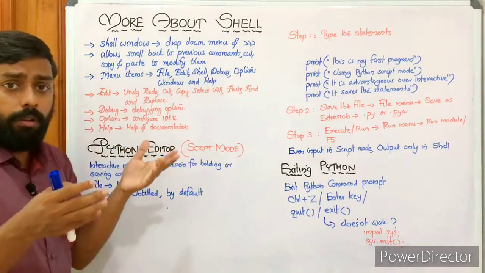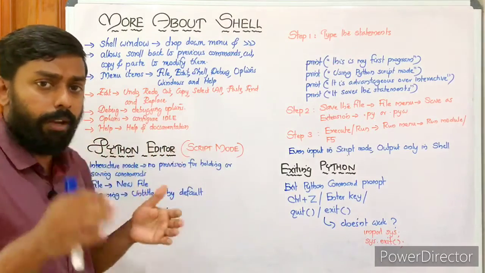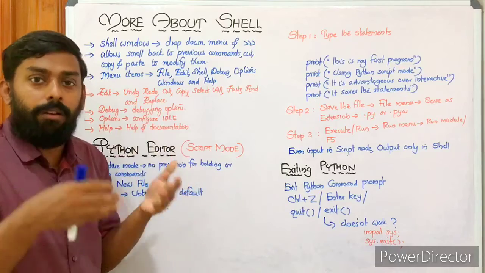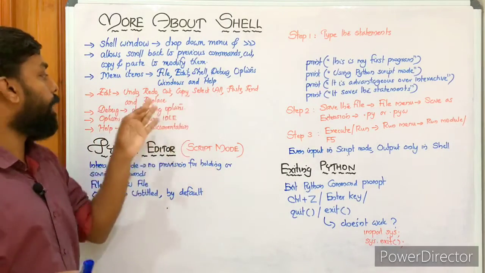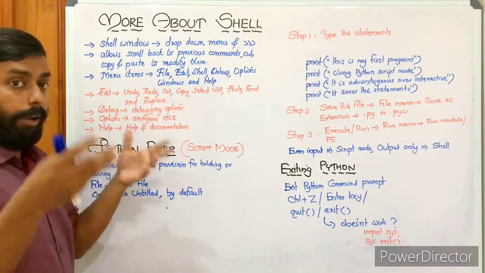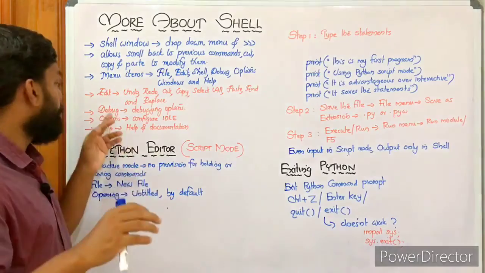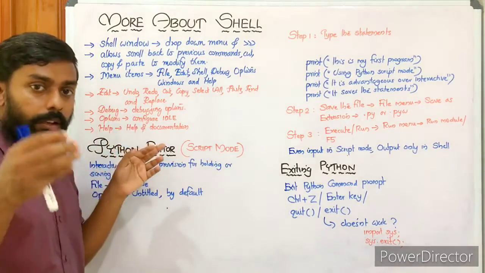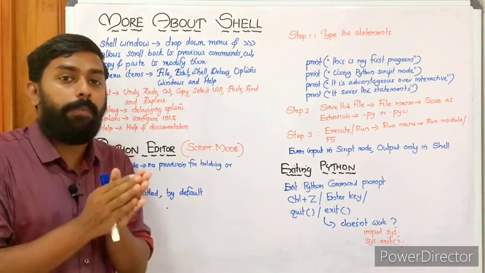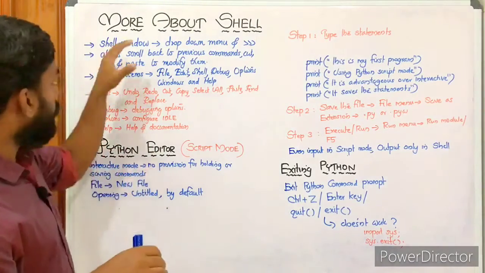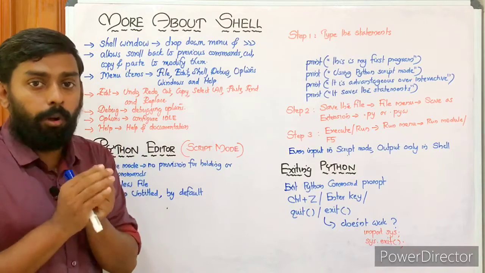File contains new, open, save as, all those kinds of things, just like a normal editor software. Then edit: undo, redo, cut, copy, select all, paste, find and replace. Debugging options are for finding and correcting errors, removing errors. Options are for configuring IDLE, the Integrated Development Learning Environment. Finally, help is used for help and documentation. So this is all about Python shell mode or interactive mode.